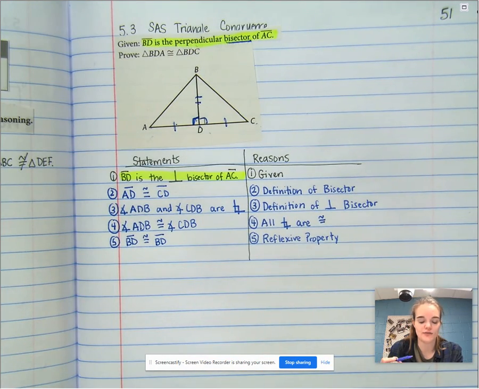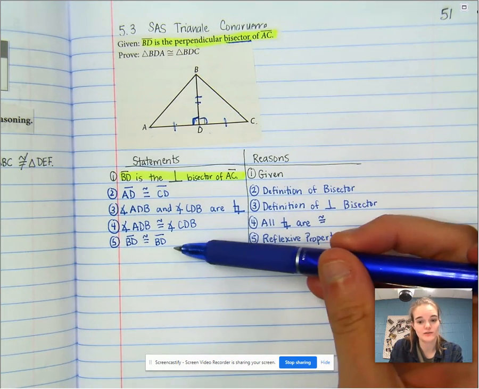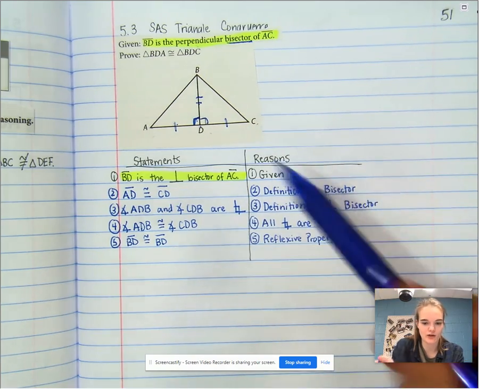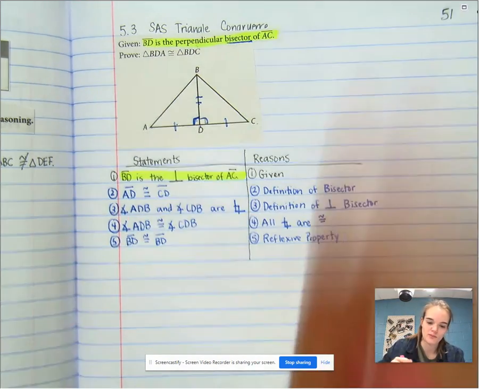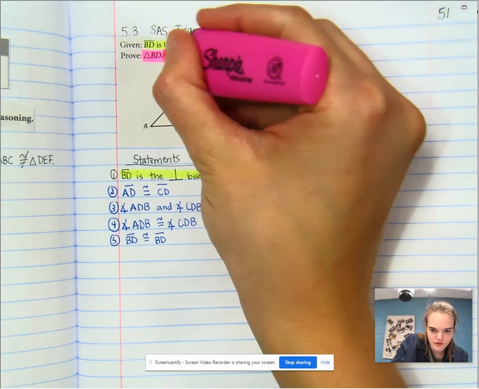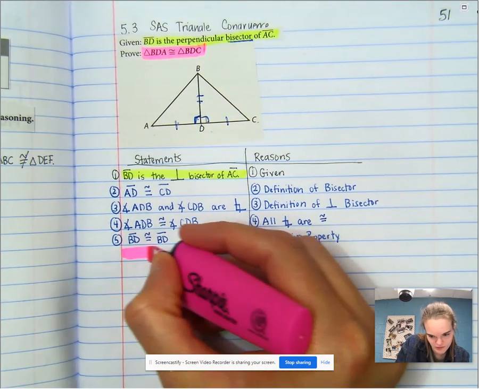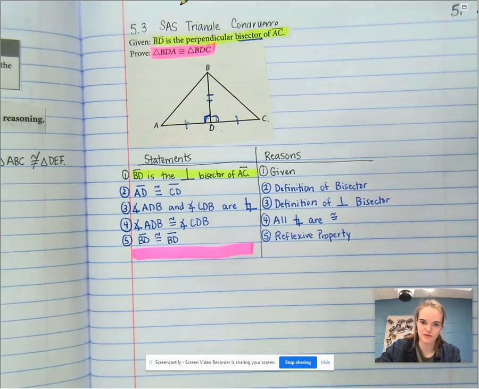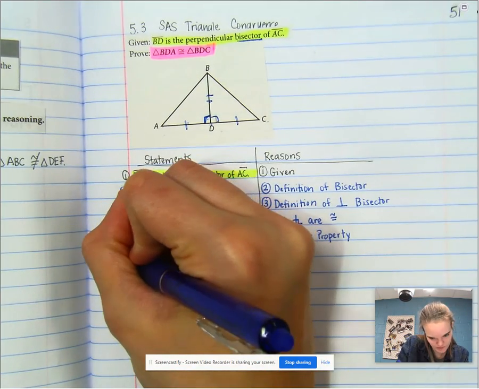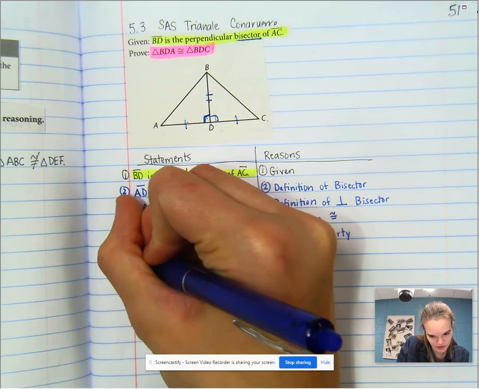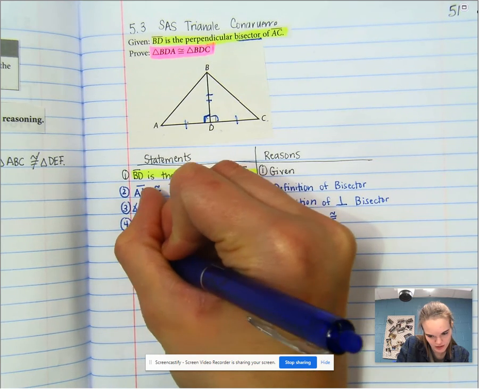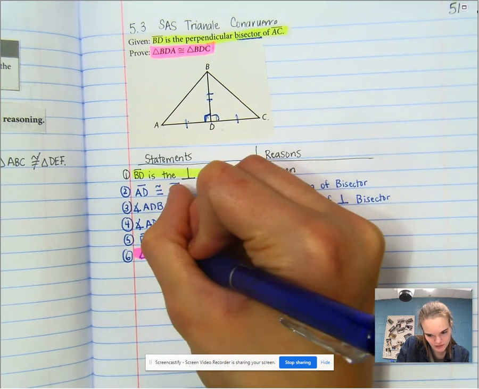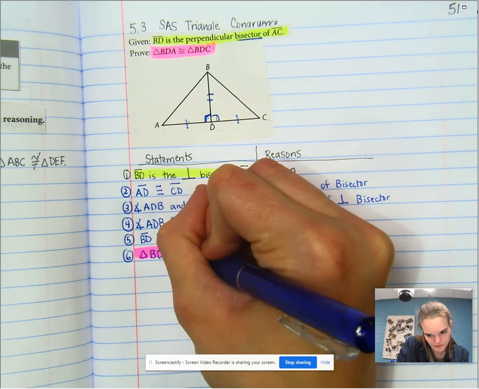Now, do I have enough? Do I have a side, an angle, and a side? Yes. Therefore, these triangles are congruent, which is my last piece. So it's going to go right here. I just accidentally happened to make enough. That's cool. So triangle BDA is congruent to triangle BDC.